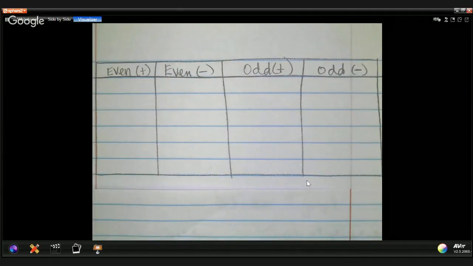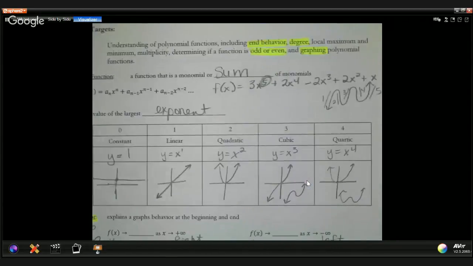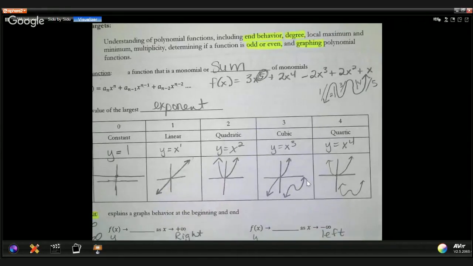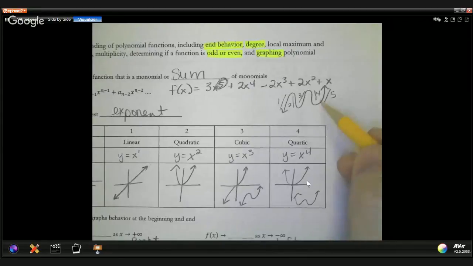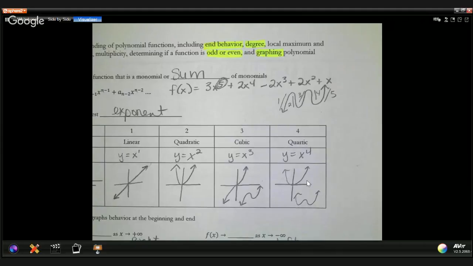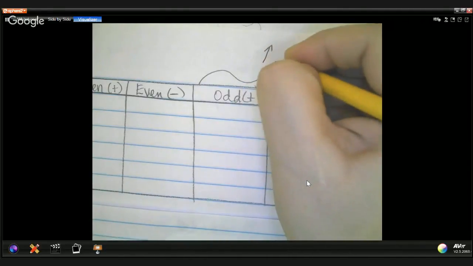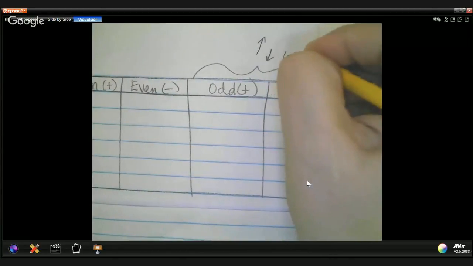All right, so what you should notice is what happens with odd and even. Well, let's look at our graphs. This is an odd graph. I had one arrow going up, one arrow going down. Here's another odd graph. I had one arrow going up and one arrow going down. And here's another odd graph, the 5th, one up and one down. So that should tell you that when you have an odd function, your arrows go opposite ways. You'll have one going up and one going down. Okay? So they go opposite ways.